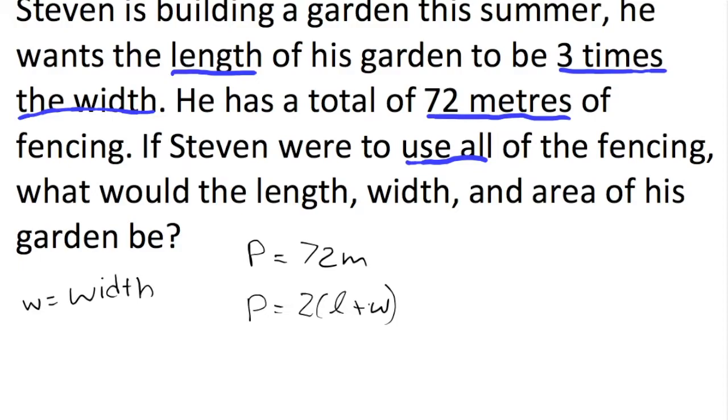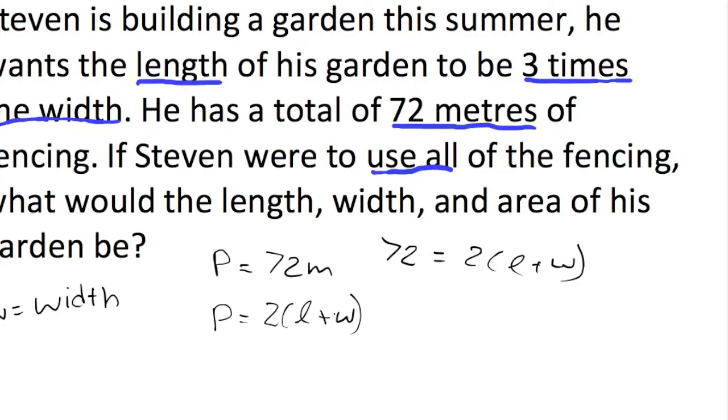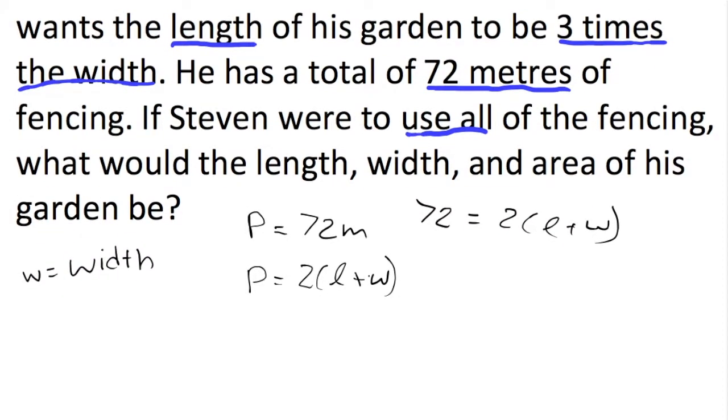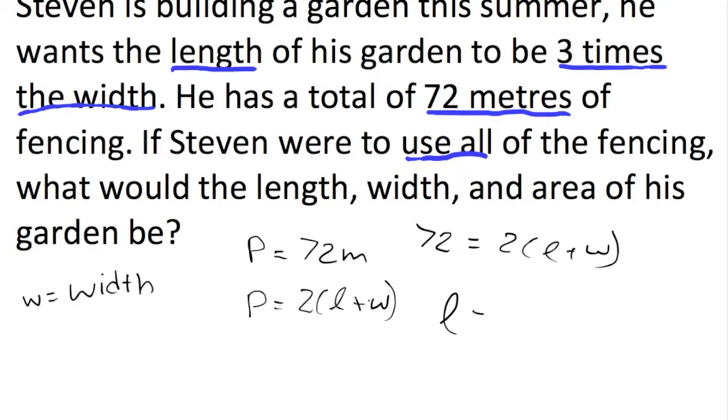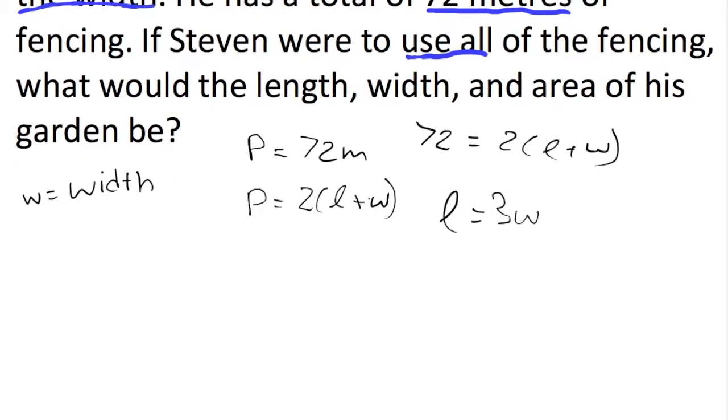But in this, we have 2 variables. So we cannot really use 72 equal to 2 times (L plus W), because we do not know the value of L yet. But if you remember, on top it says the length of his garden is 3 times the width. So we can say that L, the length of his garden, is equal to 3 times the width. Right?